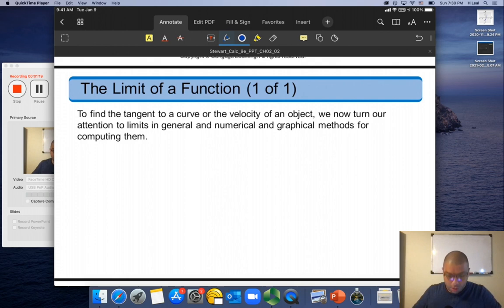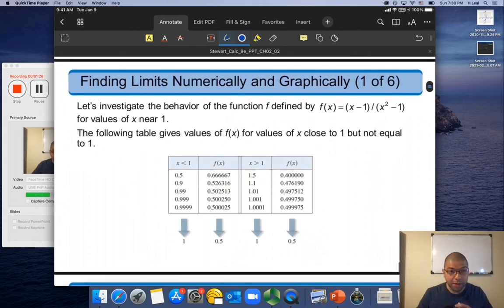Okay, let's use some computations to actually do this. I'm not going to do this math here. I'll just walk you through it because this is basically what we did for the velocity problem. First, this slide is walking you through the idea of investigating the behavior of this function here, x minus 1 over x squared minus 1.